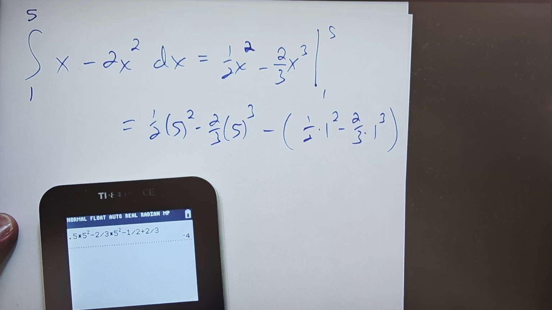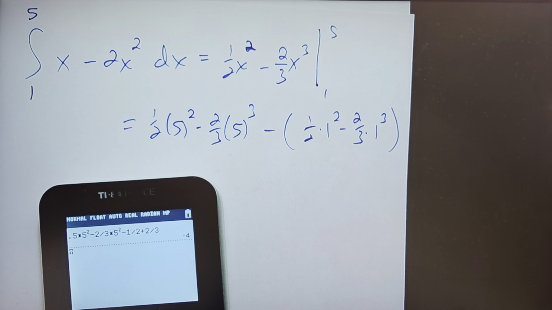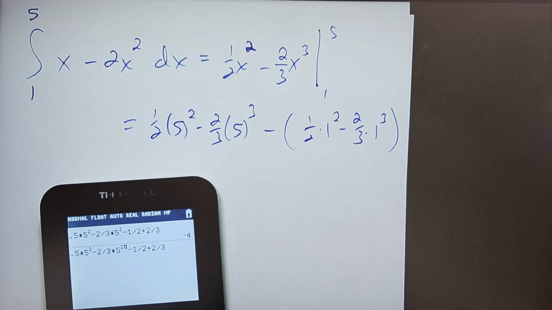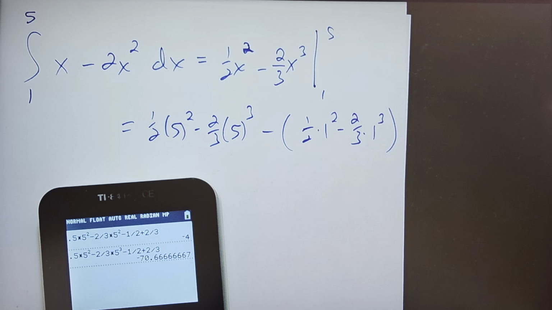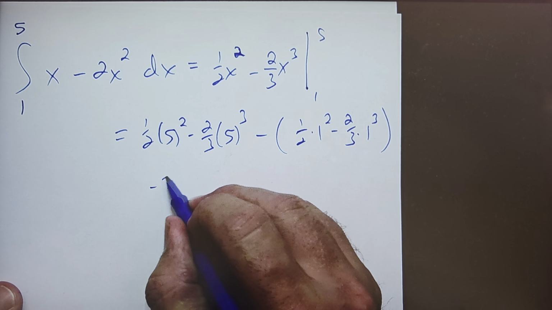I was off. Negative. Oh no, I forgot a cube on my 5. That's funny, Jeff. I was really worried about myself. The final answer is... there we go. I'm not too far off. Negative 70.666.